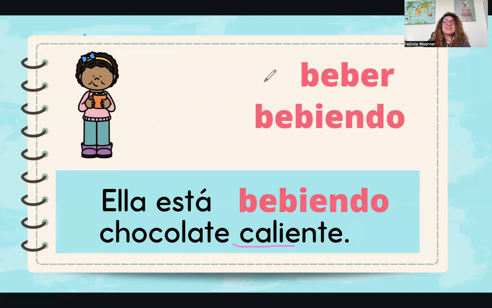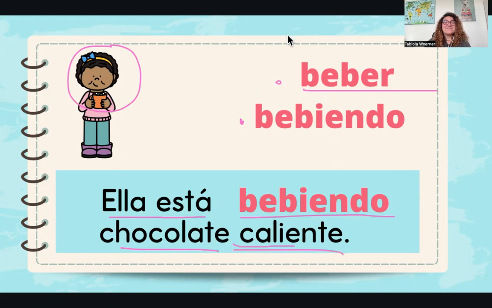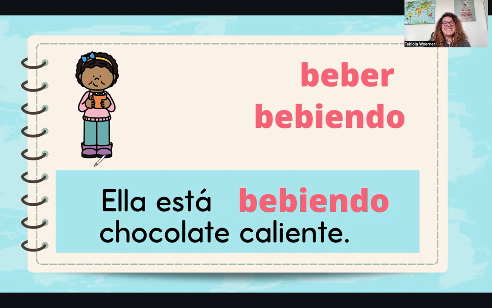The next one. Beber. That means to drink. Bebiendo. Ella está bebiendo chocolate caliente. She's drinking hot chocolate. Yo estoy tomando agua. Or yo estoy bebiendo agua. Either one.